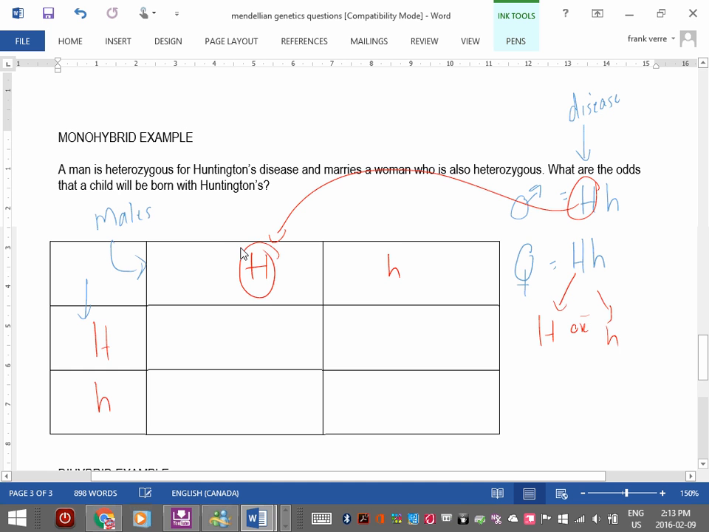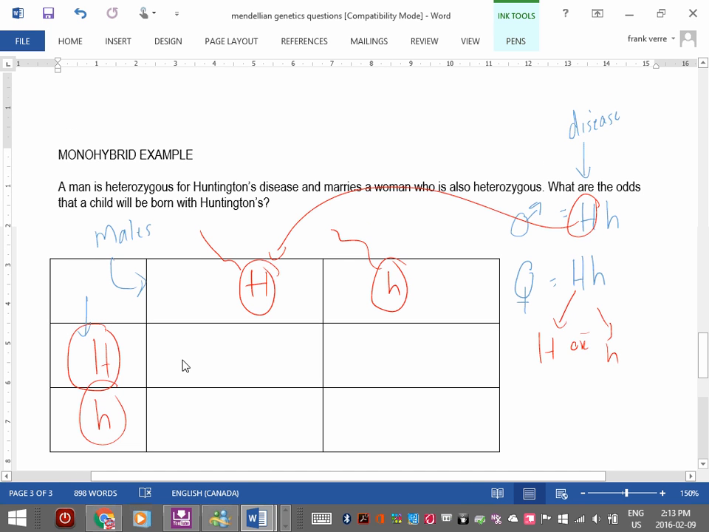So remember, these are sex cells. The males make sperm cells. The females make egg cells. So in this box here, this would be the possible outcome of this sperm cell over here with this egg cell. So if they meet up, you get two big H's. Now if this sperm cell meets up with this egg cell, you get a big H with a little h.